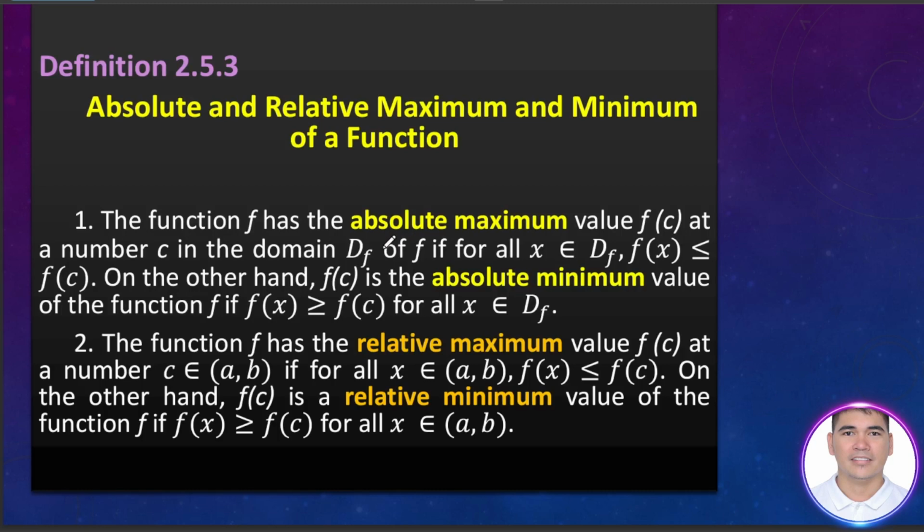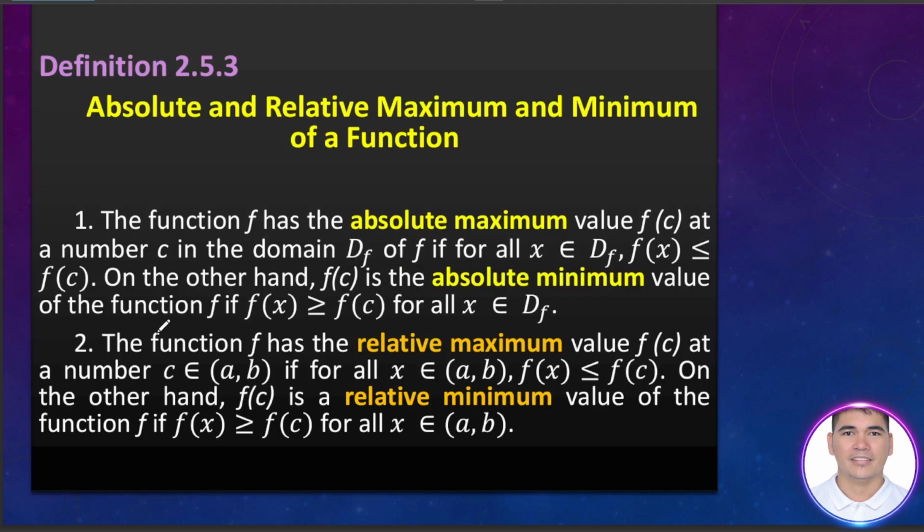if at f of c, at a number c in the domain, to go back, f of x is less than or equal to f of c. So f of c is bigger, so that will be our absolute maximum value. And on the other hand, if our f of x is greater than or equal to our f of c, then our f of c is the absolute minimum value.